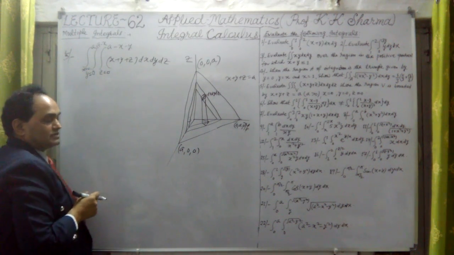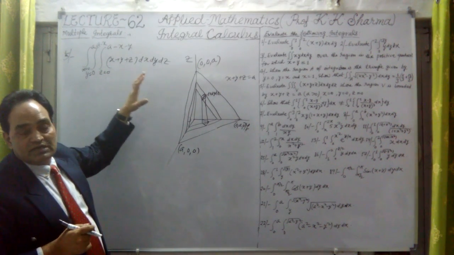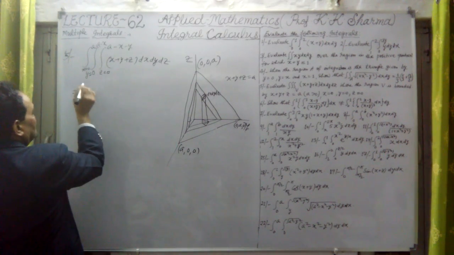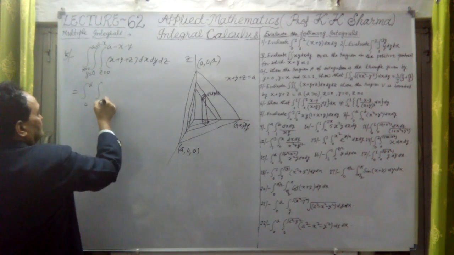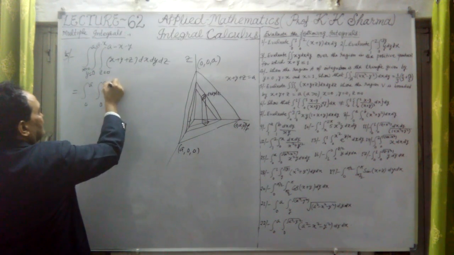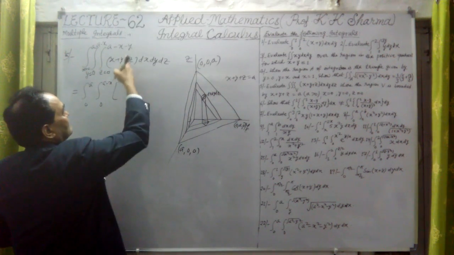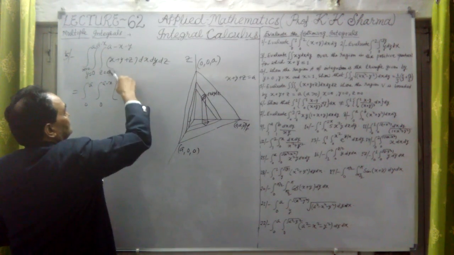We will integrate that. Now, when we are integrating with respect to z, we will consider x and y as constant. Let me integrate them. So this is 0 to a. This is 0 to a minus x, and the last integral, with respect to z, here we are integrating, and limits are 0 to this.